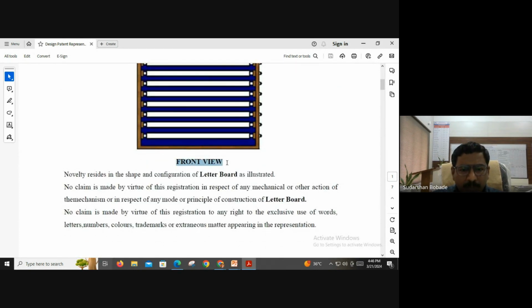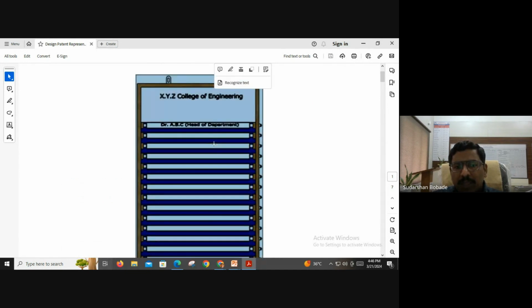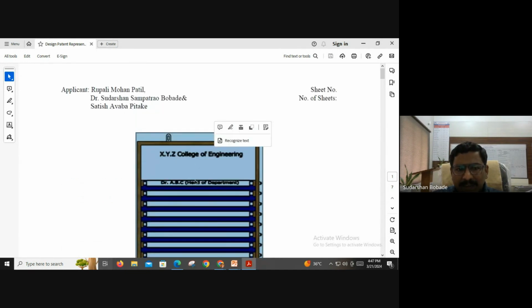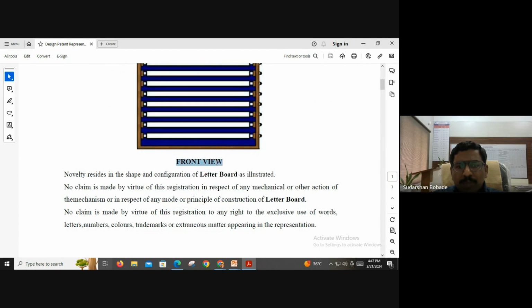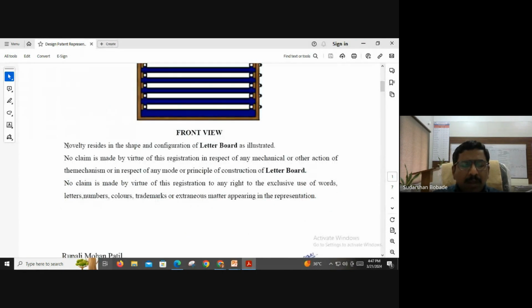The very first point is you have to put this particular drawing at the center after the header. Secondly, you have to mention the view name very clearly. Next, I am claiming the novelty which resides in the shape and configuration of the letterboard. Why have I bolded this? Because I have given the name letterboard to this object. Now no claim is made by virtue of the registration in respect of any mechanical or other action of the mechanism, or in respect of any mode or principle of construction of the letterboard.